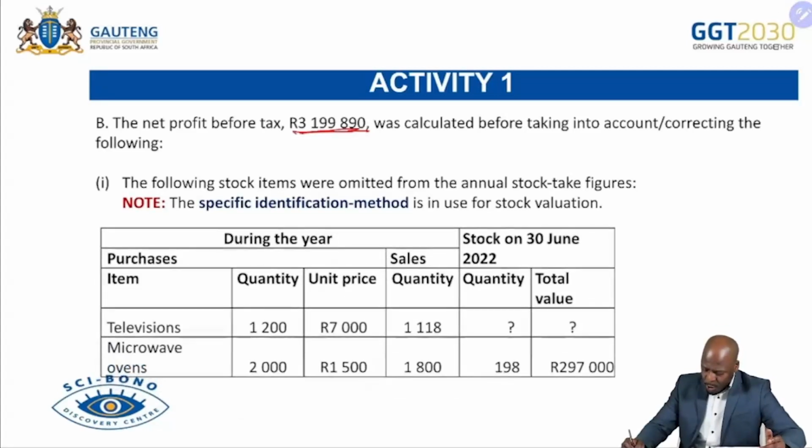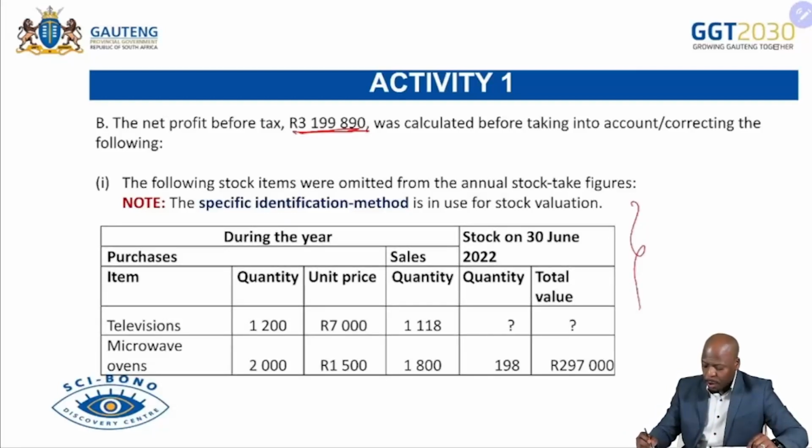And then we are told that during the year, the stock on the 30th of June 2022 is as follows. But we are being told that this was omitted from the annual stock take figures. In other words, the amount that we're given in the trial balance did not include this information, as this was omitted. So what we can see here is we have televisions, all right? And then on our televisions, we had 1,200, and then the unit price per TV was 7,000. Now, keep in mind, we are using the specific identification method.